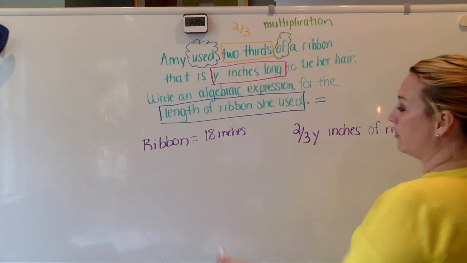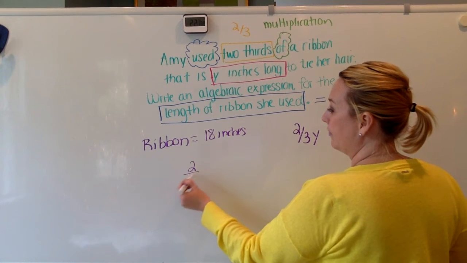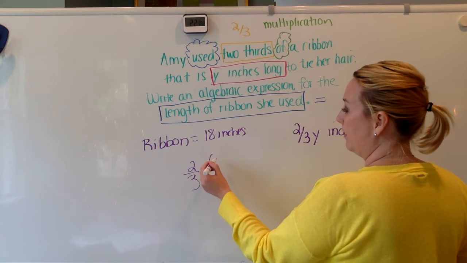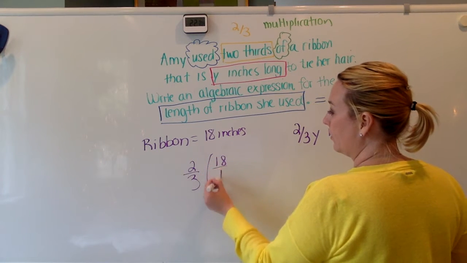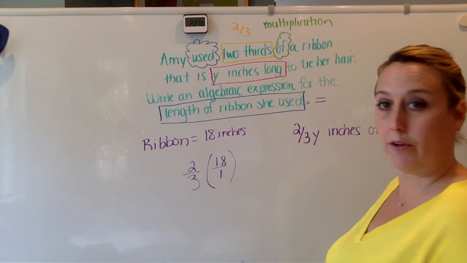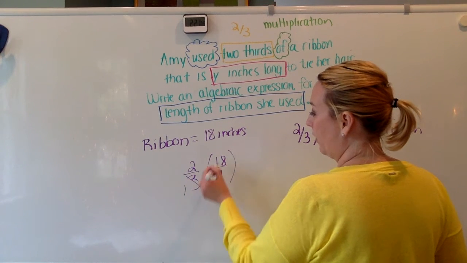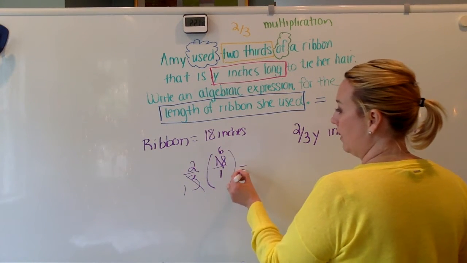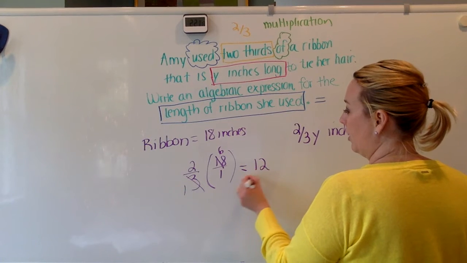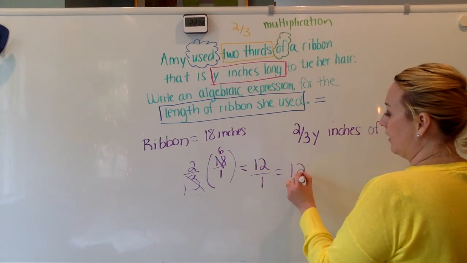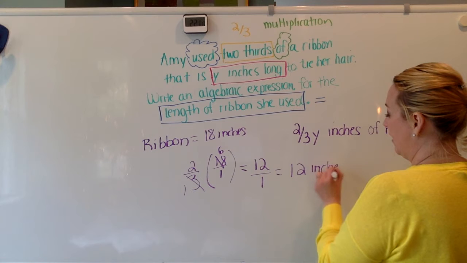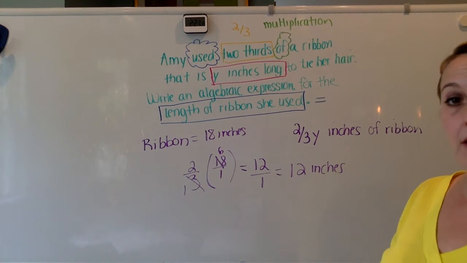So if she used 2/3 of a ribbon that is 18 inches long, and we're going to multiply, right? I'm going to cross simplify 1 and 6. 2 times 6 is 12. 1 times 1 is 1. That she would have used 12 inches of the ribbon.